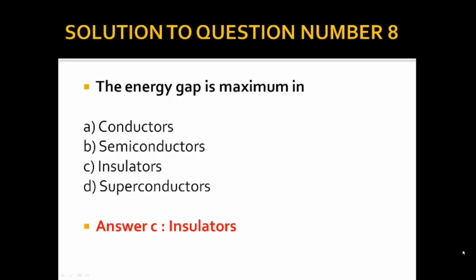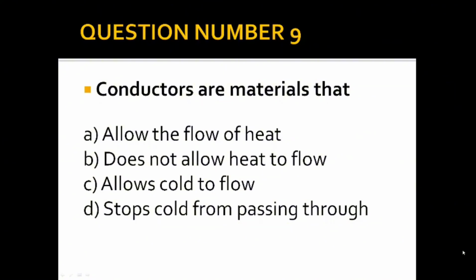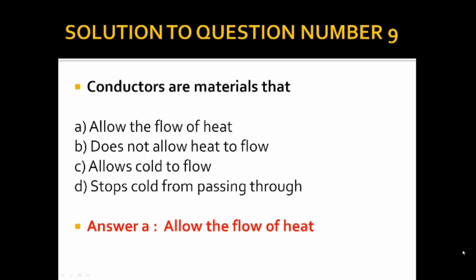Question number 9. Conductors are materials that dash. A, allow the flow of heat. B, does not allow heat to flow. C, allows cold to flow. D, stops cold from passing through. The answer is A, allow the flow of heat, because conductors, despite allowing the flow of current as electricity, allow the flow of heat better than insulators.